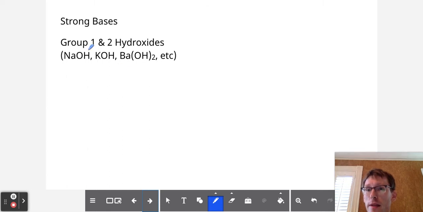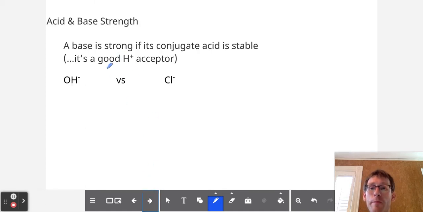Next, we'll talk about strong bases. They are the group 1 and 2 metal hydroxides: sodium hydroxide, potassium hydroxide, barium hydroxide, calcium hydroxide, and so on. What makes a base strong is its conjugate acid being stable. In other words, a base is really good at accepting an H+ and not losing it again.